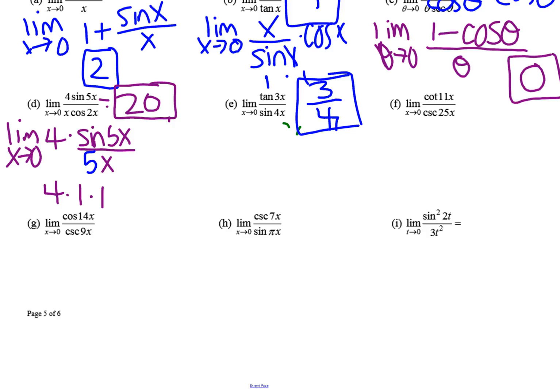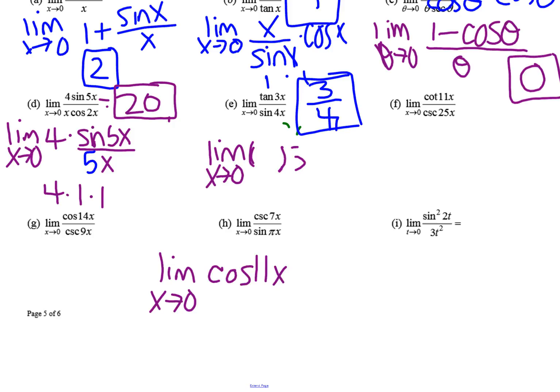All right, so cotangent, that's cosine over sine, so I'm going to write that out. Let's try that. Okay, and then I have cosecant, so that's 1 over sine, or just reciprocal, so I'll have sine 25x.